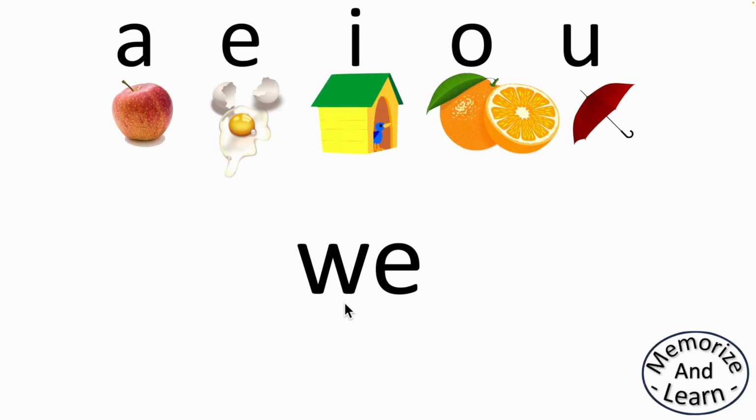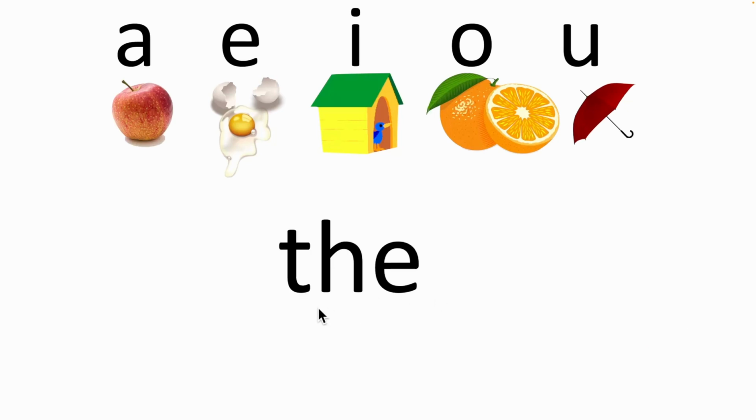Let's try another word. This word is also very short, so this vowel will make the long sound E. What sound does the W make? W makes the sound W, like wig. So let's read this word. We, we, we.